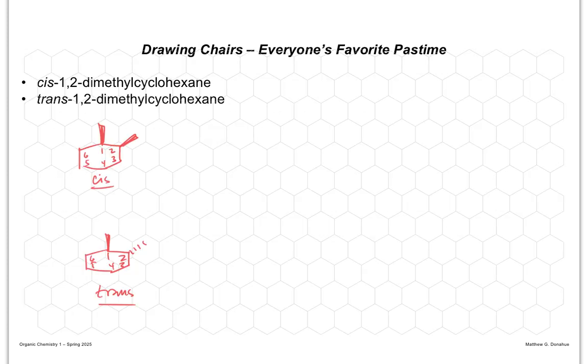So we left off on the 1,2 disubstitution, and we're just using methyl groups to prove the point. So we have two scenarios, the cis and the trans. And what we want to do is take that flat drawing and convert it into a chair. So I'm going to draw one of the chairs, and then I'll just put the numbering inside the ring.